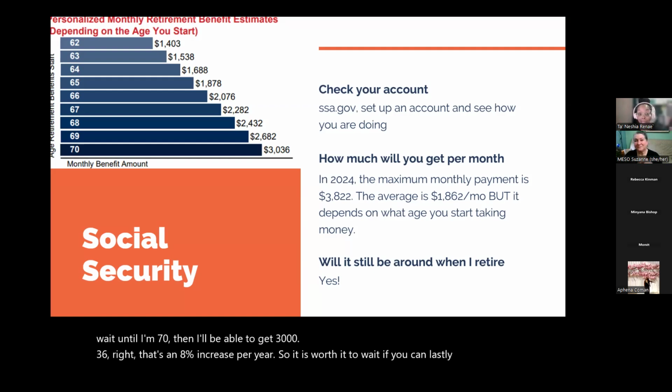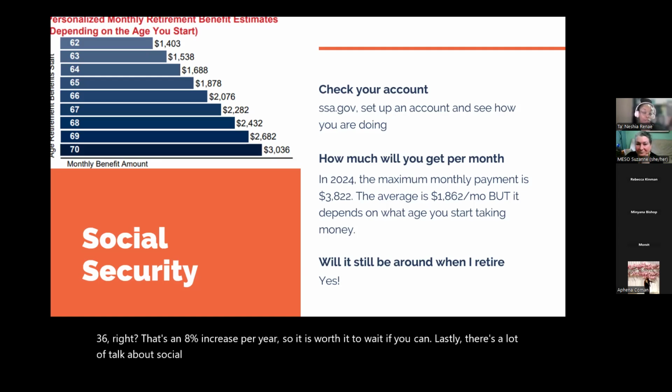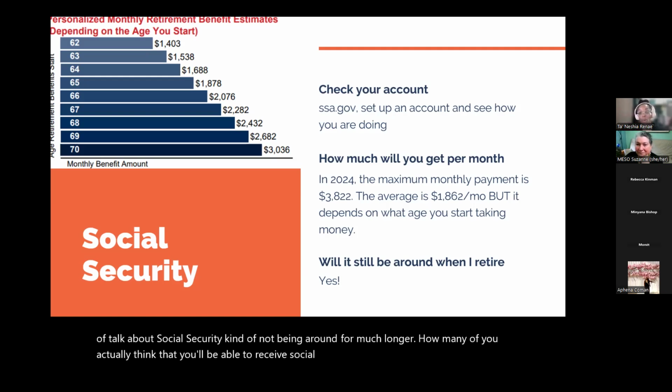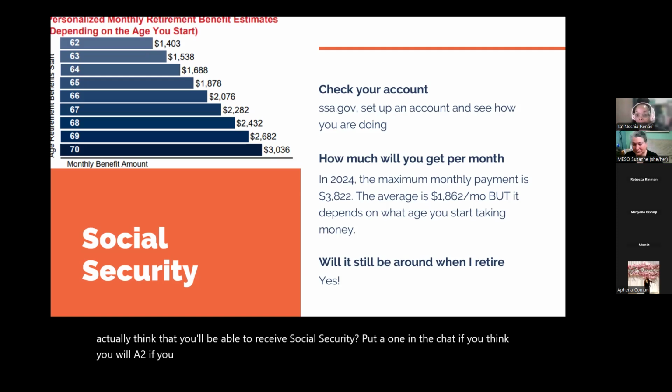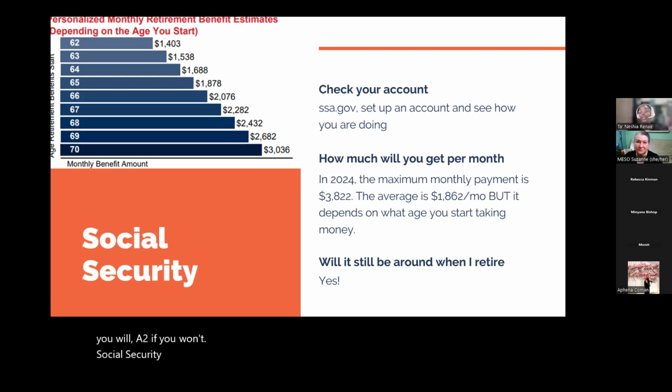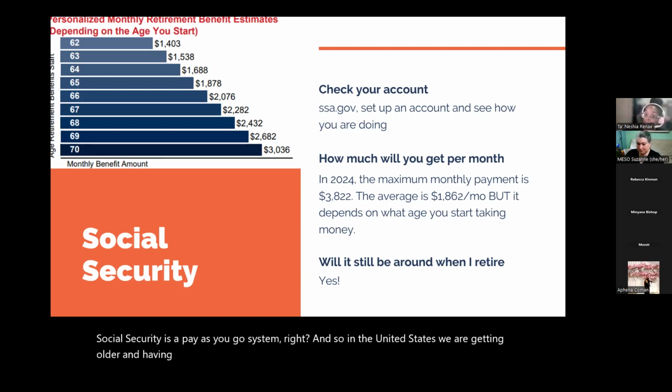Lastly, there's a lot of talk about Social Security kind of not being around for much longer. How many of you actually think that you'll be able to receive Social Security? Put a 1 in the chat if you think you will, a 2 if you won't. Social Security is a pay-as-you-go system, right? And so in the United States, we are getting older and having fewer children. So we are taking more out of it than we're putting in, right? That's just the reality of it.